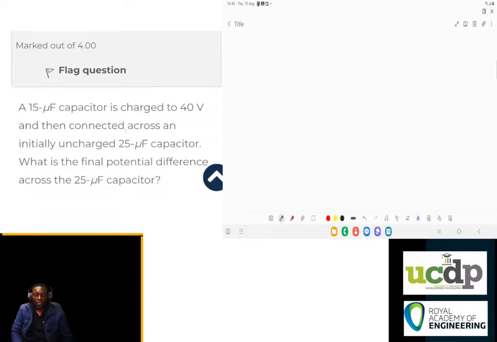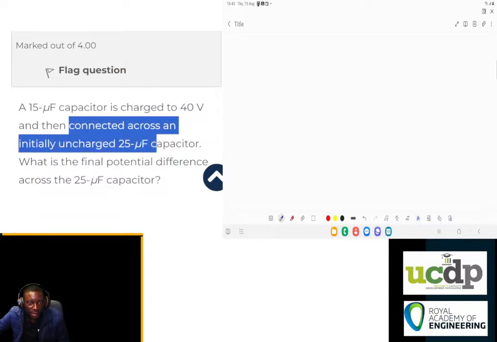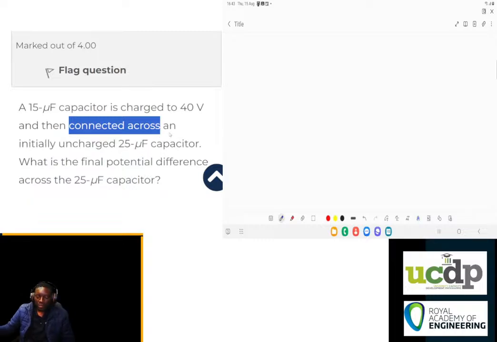Why don't they tell us how they are connected, or it doesn't matter? It does matter. You see this part. Do you see how they are connected? You just say connected across. What does across mean?